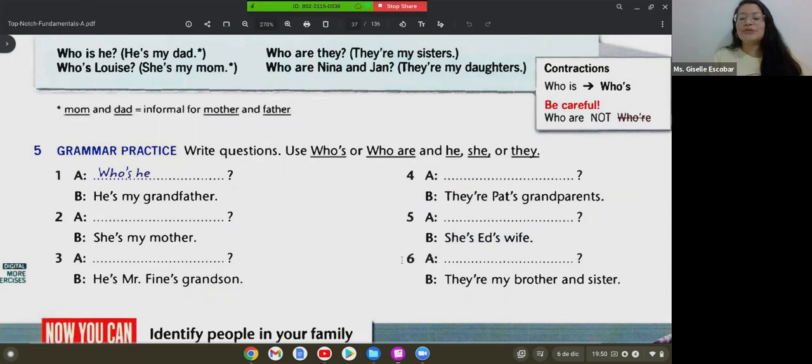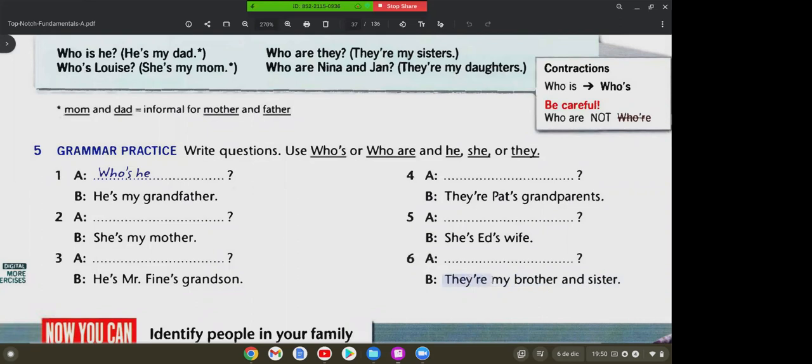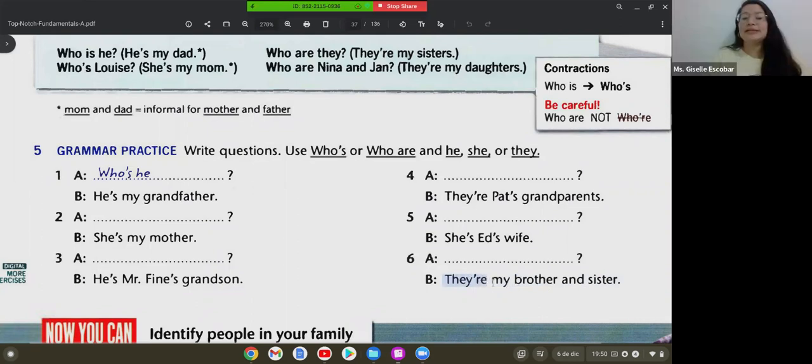Now let's see number 6. We have the answer. They are my brother and sister. So what would be the question? Who are they? Exactly. Who are they? ¿Quiénes son ellos? Who are they? They are my brother and sister.